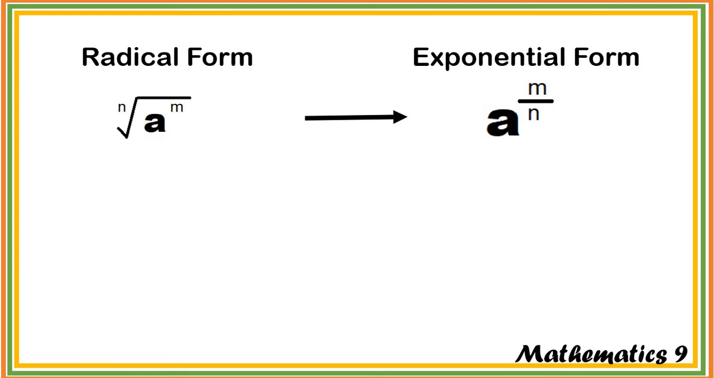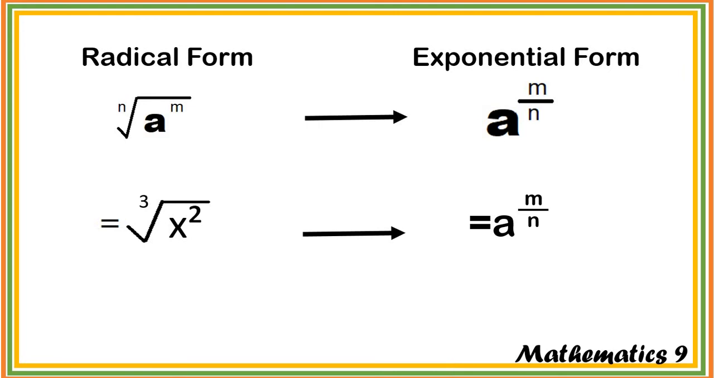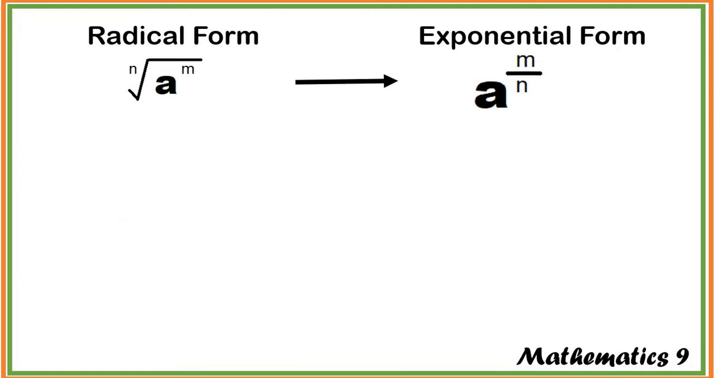So let's go on now to transforming radical form into exponential form. We have here cube root of x squared. So we only have one base here. So our a or our base is x, and our m is 2, and our n is 3. So we have here x raised to 2 over 3.